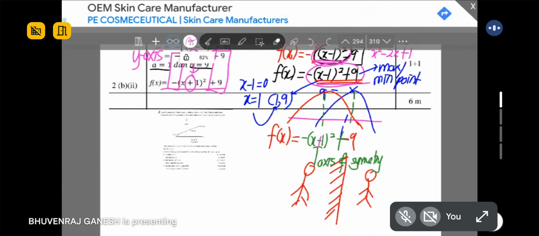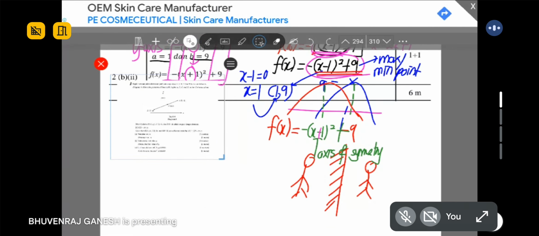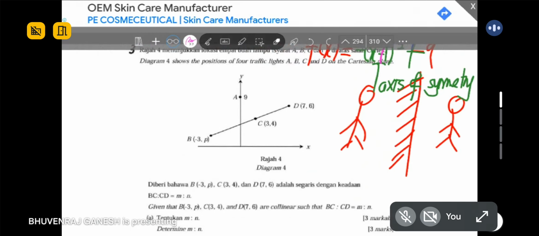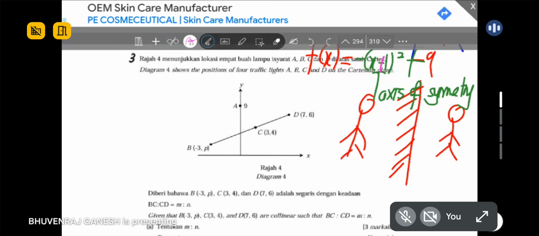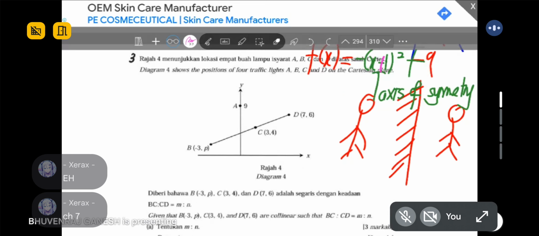Question number 2, jelas? Soalan 2. So question 2 is 6 marks, 6 markah. Okay, all right. Next one, question number 3. Okay, so what chapter is this, guys? May I know? Yang ni bab apa? Are you sure? See carefully, guys. Yes, chapter 7, correct. Okay, bab 7.